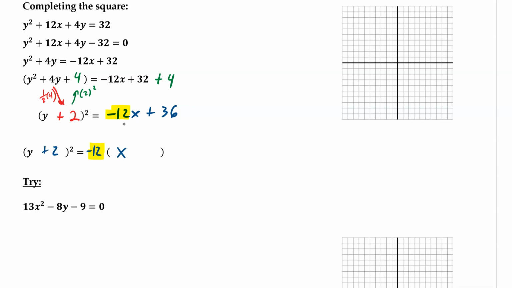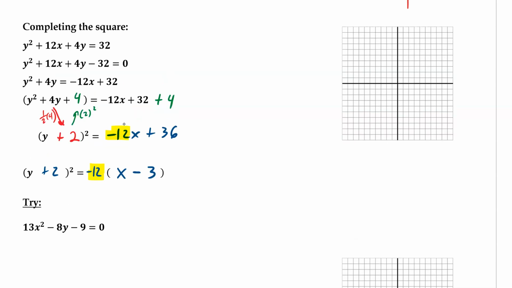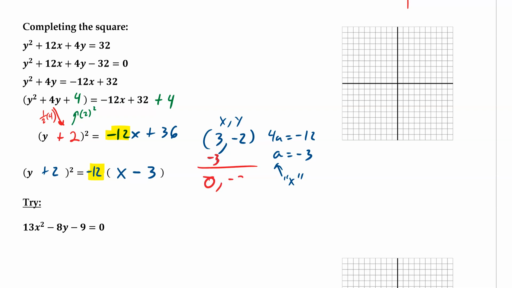If I factor that out, I get x minus 3. So now we can see that our vertex is 3, negative 2, our x, y. And our 4a equals negative 12, so a equals negative 3. This belongs to x because it is the one that is not squared. So I will subtract that 3 from the x, giving me 0, negative 2 for my focus.